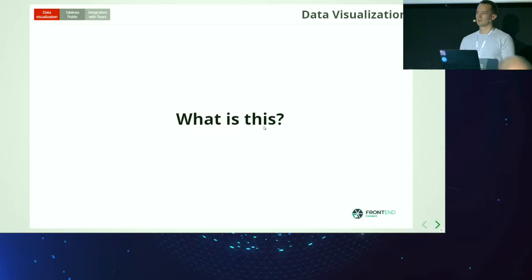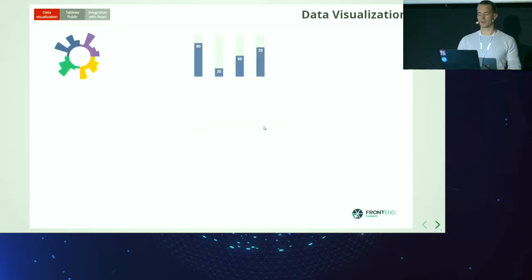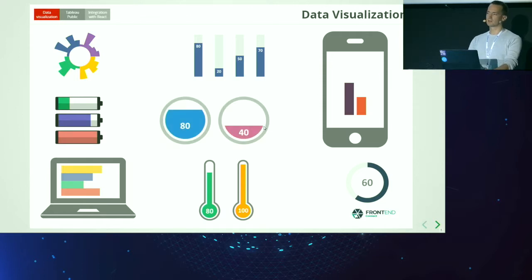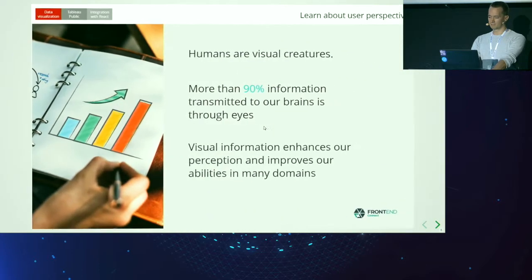So what exactly is data visualization? By definition, it's graphical representation of information. So every chart, every symbol or road sign, basically anything that conveys some meaning from underlying information is data visualization. Why it's important for us?